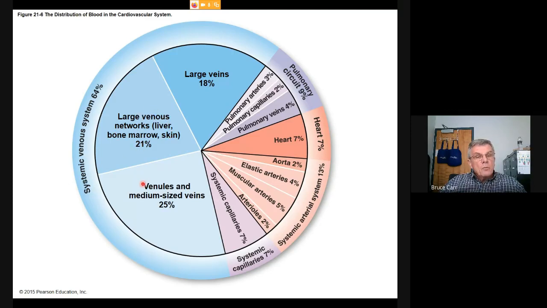And then finally, the stuff in between, the veins and venules and medium-sized veins. Look at that, 25% of your blood is in those vessels. Now, what does that mean? 2/3 of your blood is in the vein side at rest. That means the entire pulmonary circuit, arteries, capillaries, and veins. It means the entire heart. And it also means the whole arterial system on the systemic side, plus all of the capillaries.